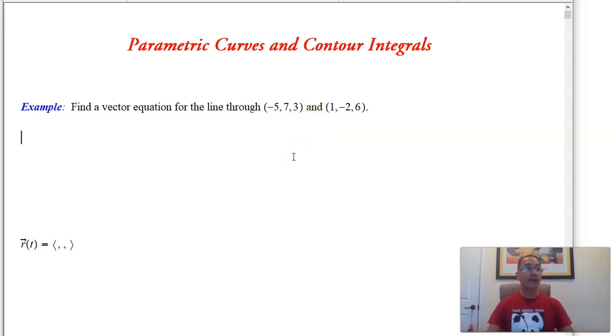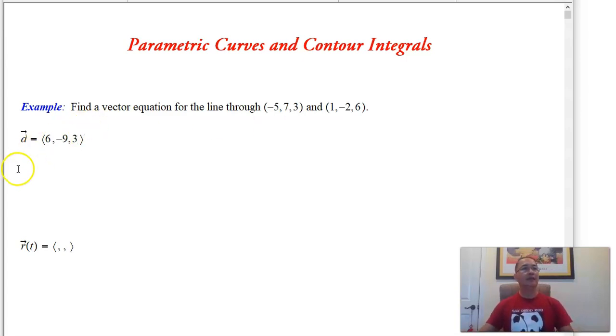Well, all we need now is a direction vector. So who is going to be our direction vector? Oh, look, I have a vector ready over here. Well, we know how to form a vector, right? You just subtract these coefficients, let's say, from these coefficients. But of course you have to make sure that you're doing it in the correct order. 1 minus -5, 1 plus 5 is 6. And then you have -2 minus 7, so -9, and 6 minus 3, or +3.